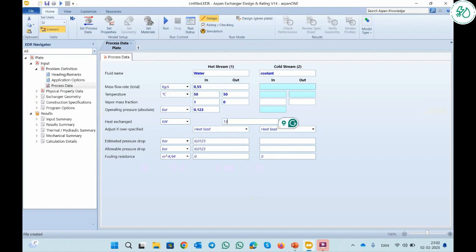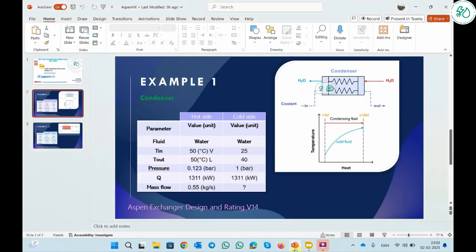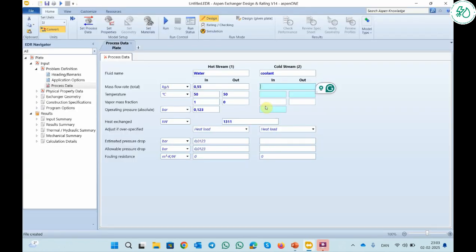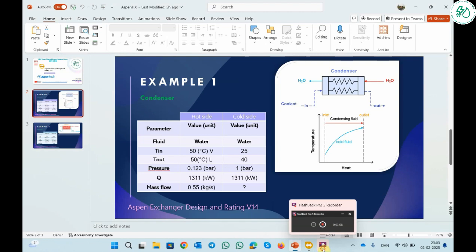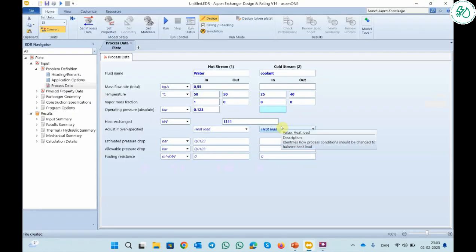It's about this value. Okay, for the cold stream or coolant, we don't have any information for mass flow rate, but we know the input temperature and also the output temperature. The input temperature is 25 and the output temperature is 40, and the vapor mass fraction for both input and output is 0, and the pressure is 1 bar for the cold stream.